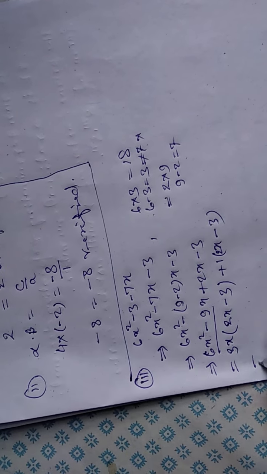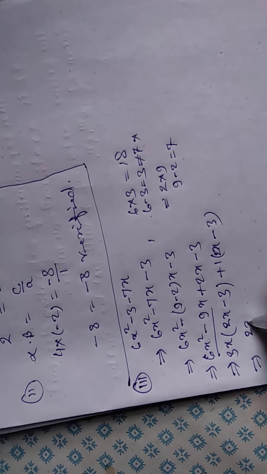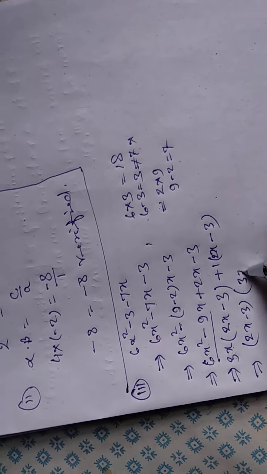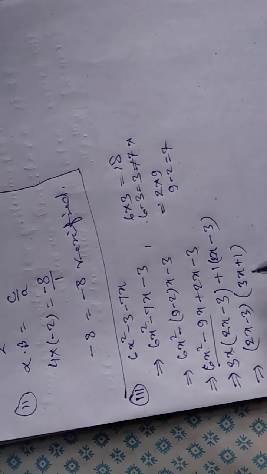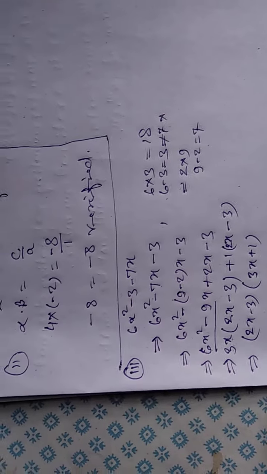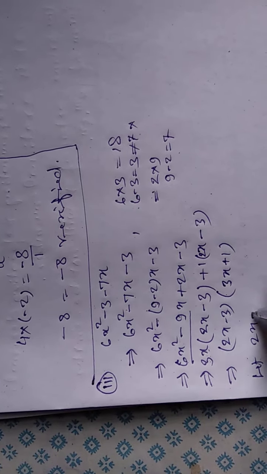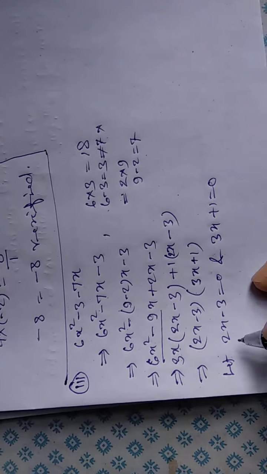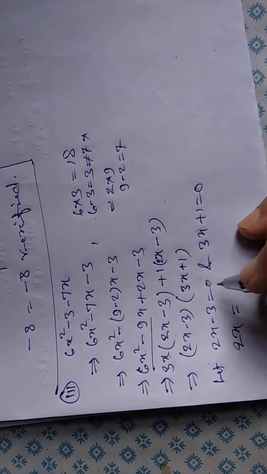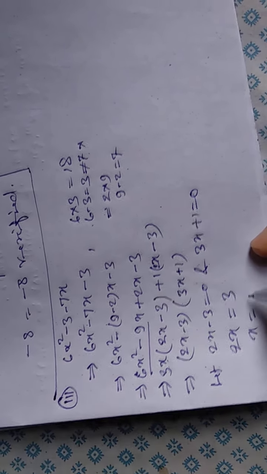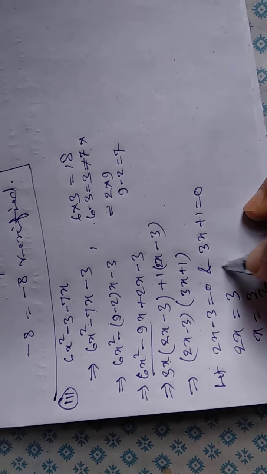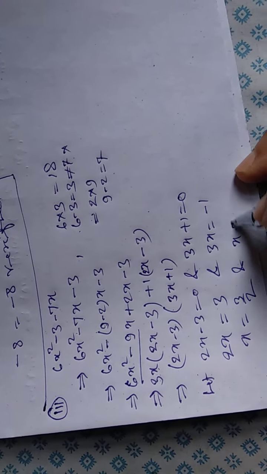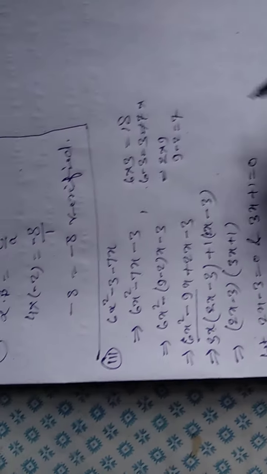Now 2x minus 3 is common. Then the next factor will be 3x plus 1. Put both equal to 0. Let 2x minus 3 equal to 0 and 3x plus 1 equal to 0. This 2x becomes equal to plus 3, x equal to 3 by 2. And this 3x is equal to minus 1. Therefore x is equal to minus 1 by 3.